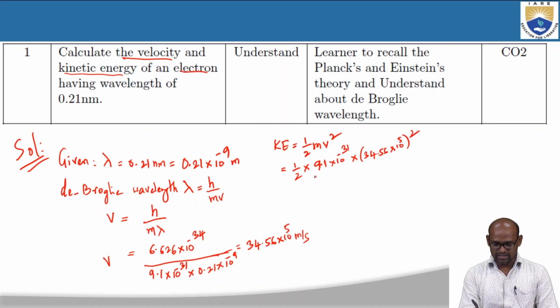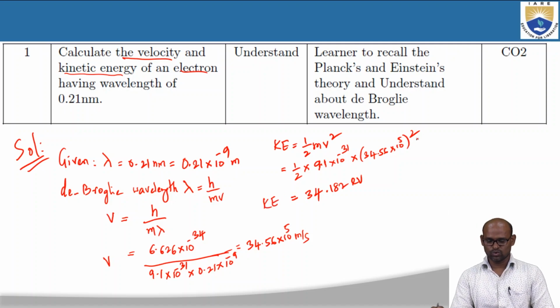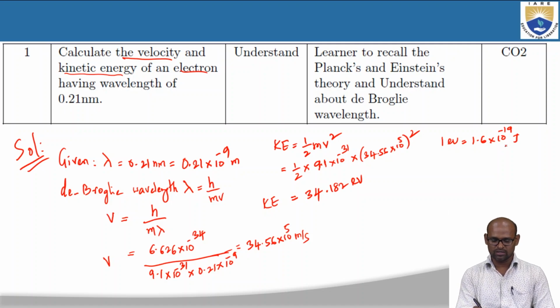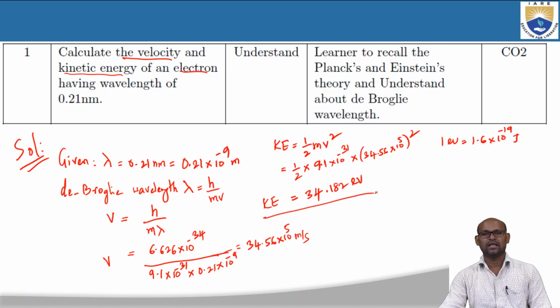If you calculate all this, you will get the kinetic energy as 34.182 electron volts. First, you will get it in joules. So we need to divide the value by 1.6 into 10 power minus 19, because 1 electron volt is 1.6 into 10 power minus 19 joules. Once we get the kinetic energy in joules, divide the value by 1.6 into 10 power minus 19 so that you get the kinetic energy in electron volts.